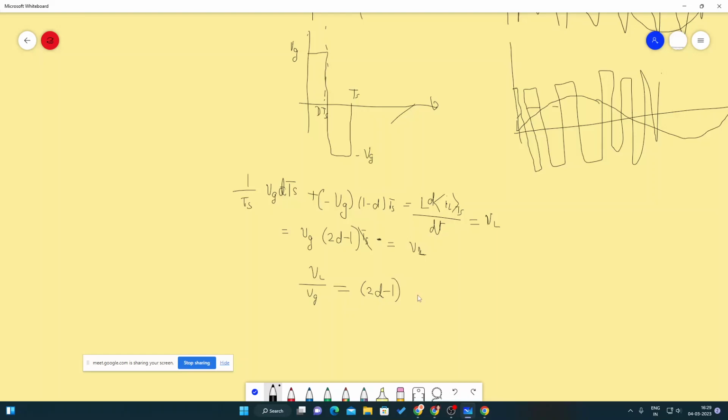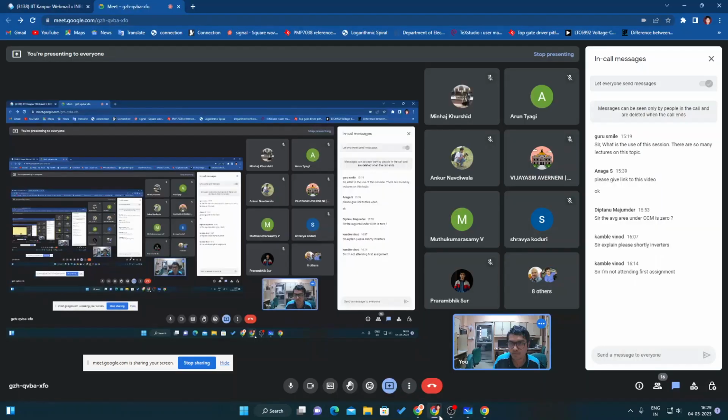So if it is a sinusoid, what will happen? If d is half, then it is plus Vg for half duration and minus Vg for half duration, so it will go to 0. So the average of VL will come out to be 2d minus 1 times Vg. This is what you were asking, right? Yes, sir.